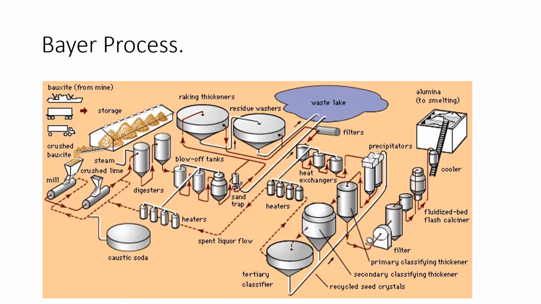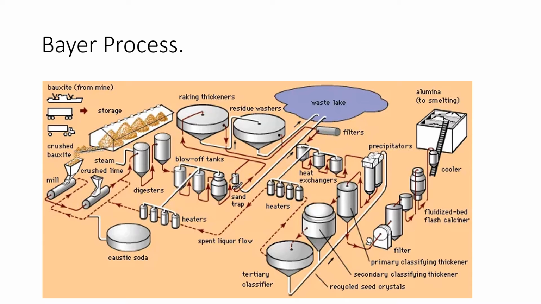Following digestion, the mixture is passed through a series of pressure-reducing tanks called blow-off tanks, where the solution is flashed to atmospheric pressure. The steam generated in the flash is used to heat the caustic solution returning to digestion. The next step in the process is to separate the insoluble red mud from the sodium aluminate solution.